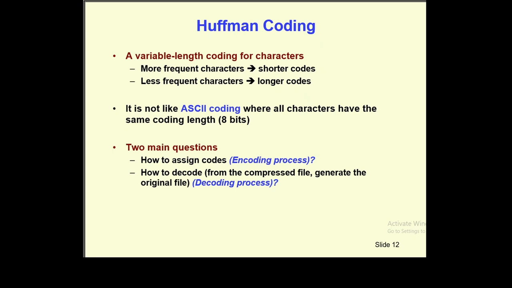So here we have two main questions: what will be the encoding process and what will be the decoding process? That is, how will we be able to assign shorter codes to the most frequent characters and longer codes to the less frequent characters? So what will be that encoding process? And after encoding a particular file, how can we decode that file by using the decoding process? So the question is, what is the encoding process, what will be the decoding process, and how can it happen?